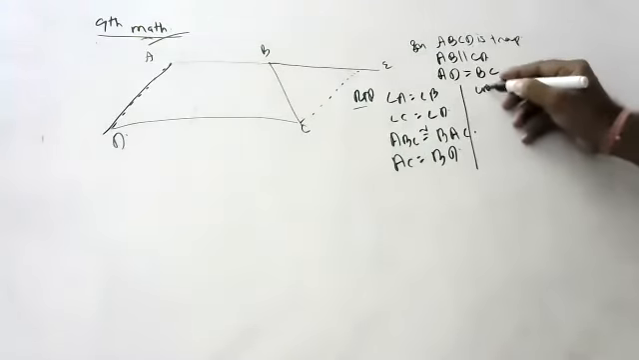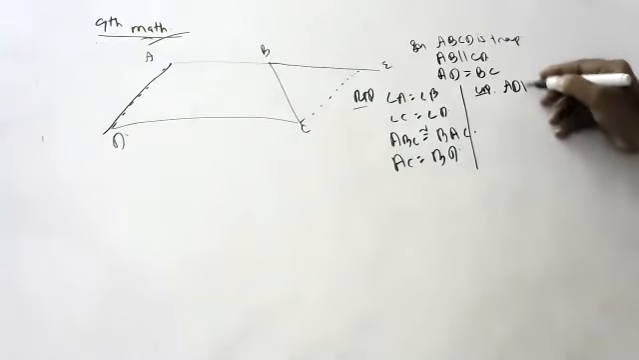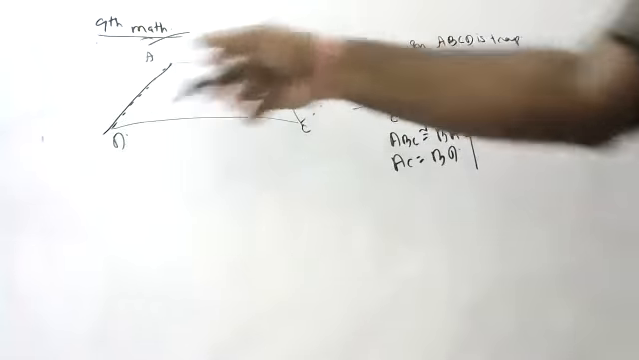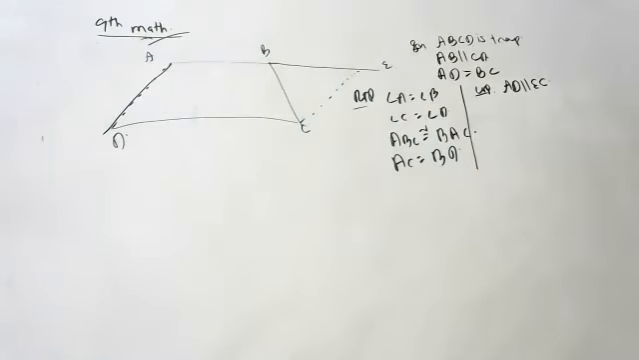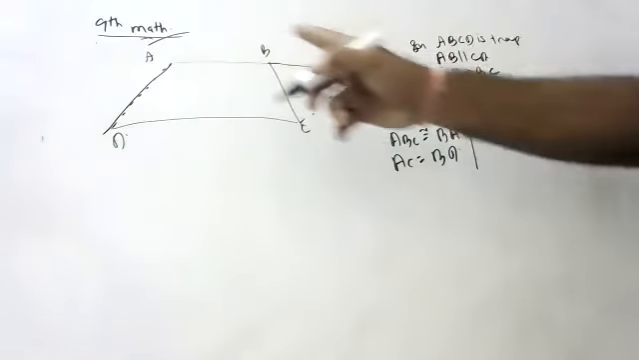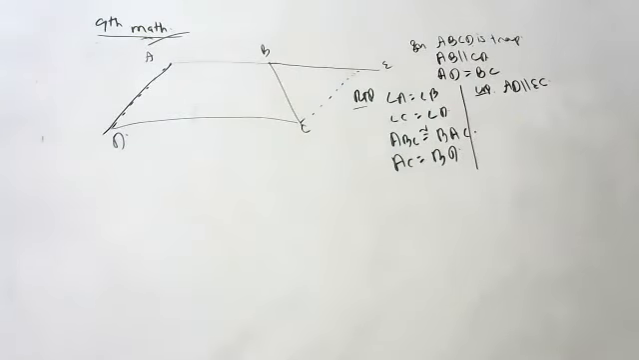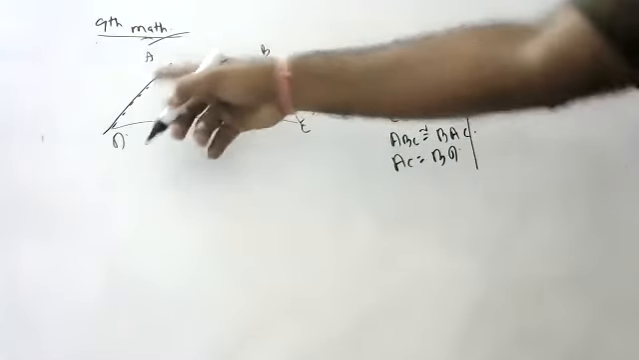Now the construction, children. We are going to draw AD parallel to EC. Children, we are drawing AD parallel to EC. Try to understand.